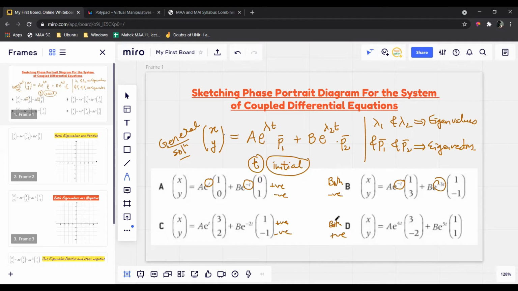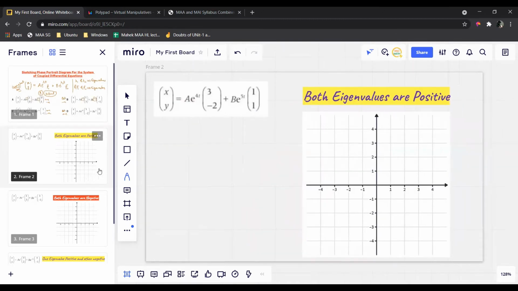Depending upon the positive and negative values of lambda, we have different situations, different patterns, or different ways of drawing the phase portrait diagram. Now let us start with what a phase portrait diagram is. You must be wondering what a phase portrait diagram is. The phase portrait diagram shows how the values of x and y change when you change the value of time. As time changes, what happens to x and y?